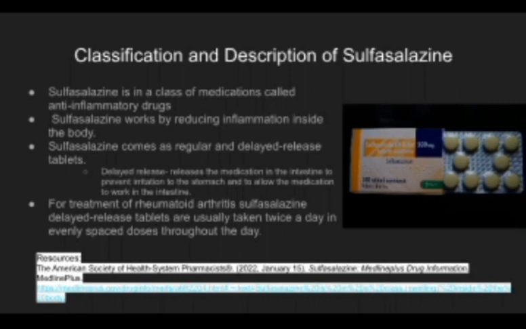Sulfasalazine is in a class of medication called anti-inflammatory drugs. Sulfasalazine works by reducing inflammation inside the body. Sulfasalazine comes as regular and delayed-release tablets. Delayed release releases the medication in the intestine to prevent irritation to the stomach and to allow the medication to work in the intestine. For the treatment of rheumatoid arthritis, sulfasalazine delayed-release tablets are usually taken twice a day, in evenly spaced doses throughout the day.